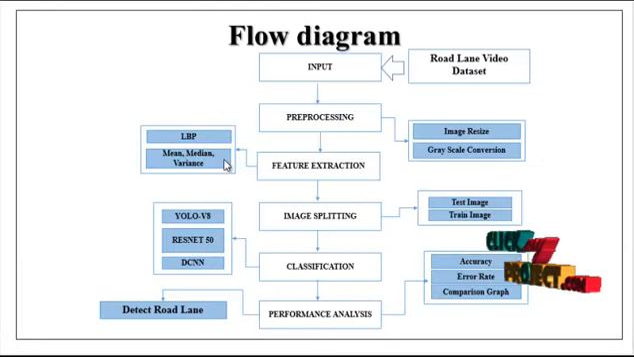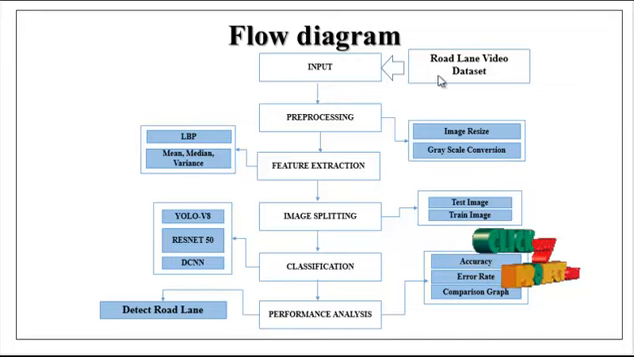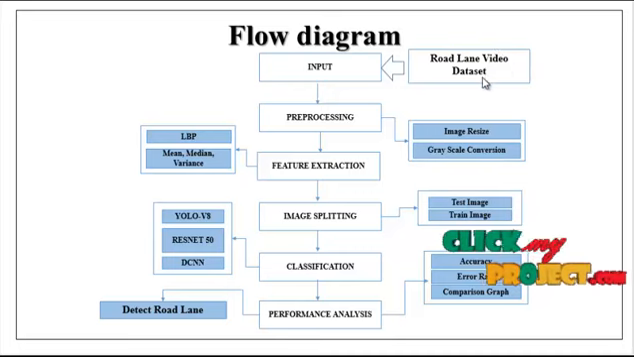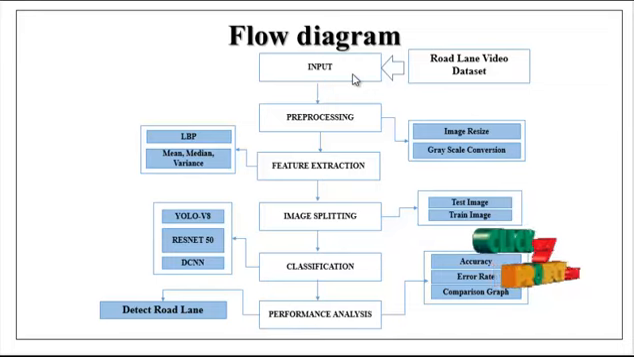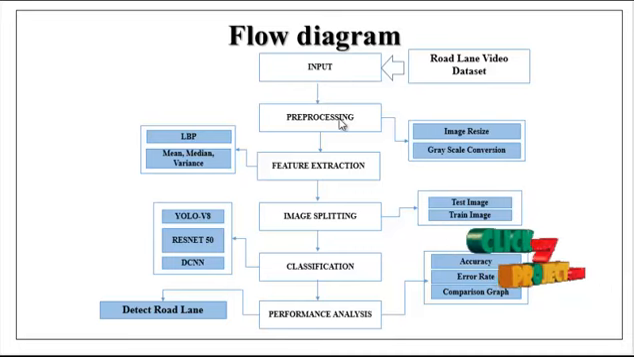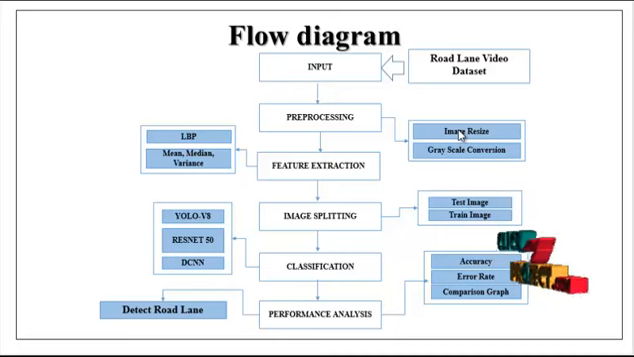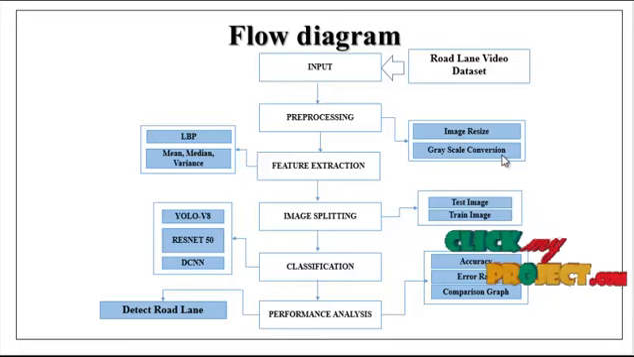Now we are going to discuss the flow of our project. First, we need to take a data set, a road lane video data set. Then the input: here we can choose one input video from our data set. After that, the video is carried out to pre-processing. Here we convert the video into frames, then resize the frames and apply grayscale conversion.